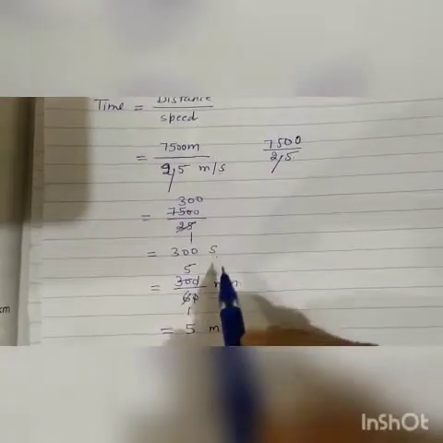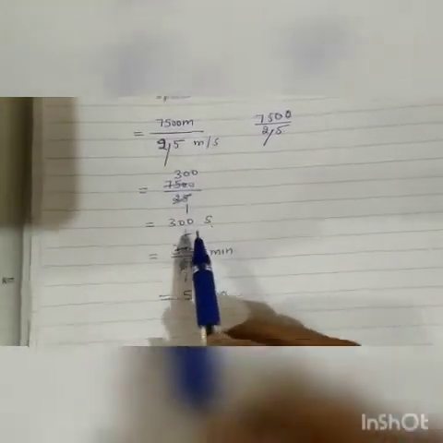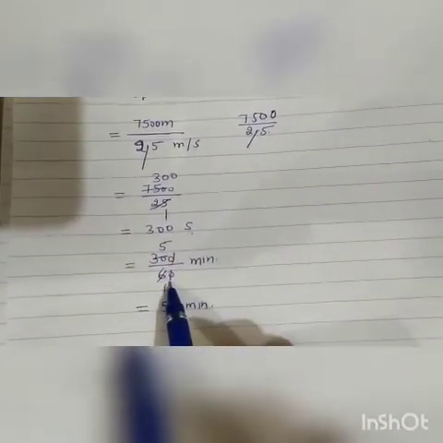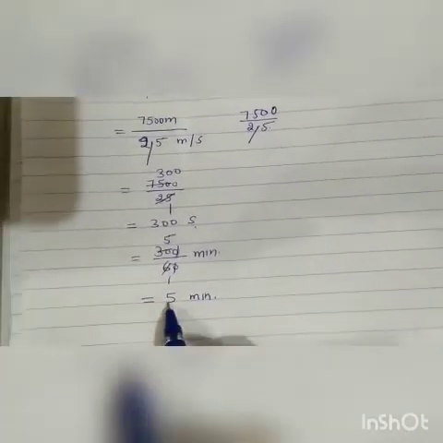Now we will change this second into minute. We will change this second into minute by dividing 60. 0 0 cancel, 6 1 ja 6, 6 5 ja 30. It is 5 minutes.